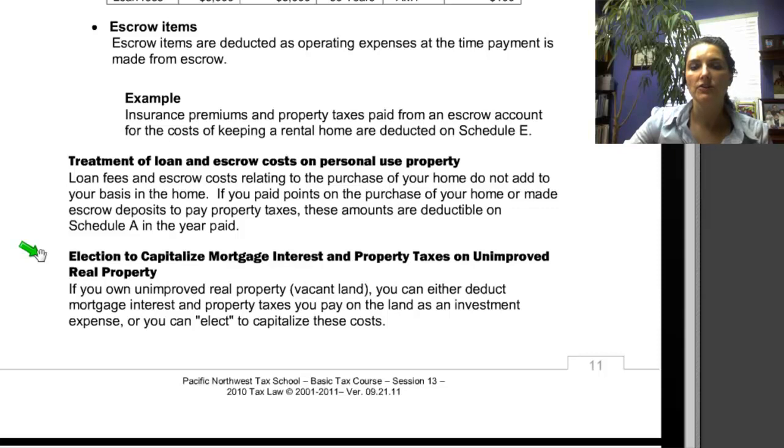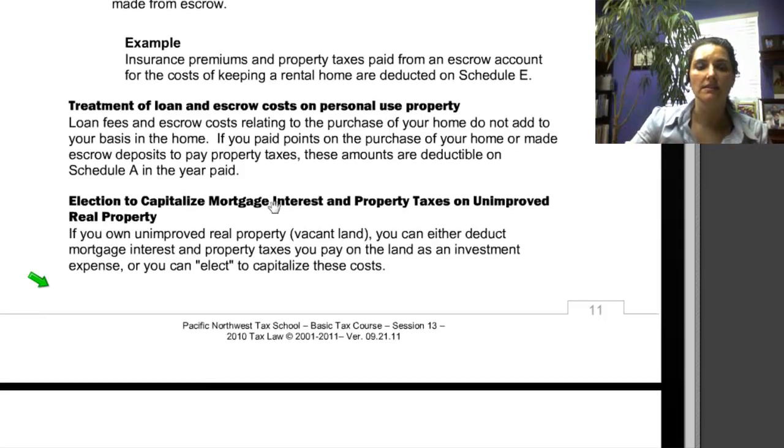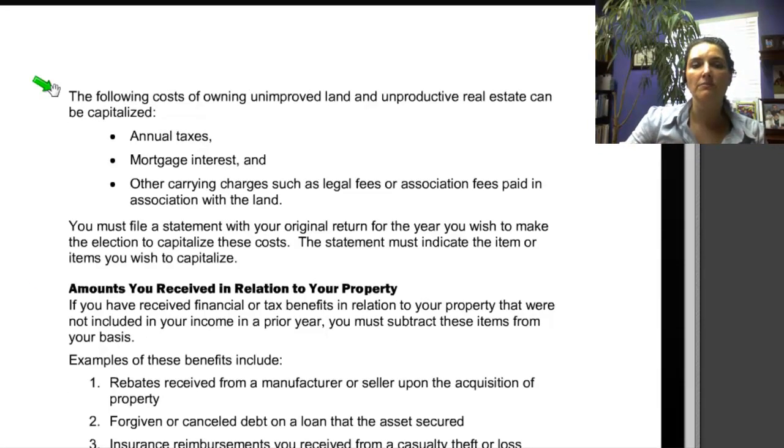The election to capitalize mortgage interest and property taxes on unimproved real property. If you own unimproved real property, that is vacant land, you can either deduct mortgage interest and property taxes you pay on the land as an investment expense, or you can elect to capitalize these costs. The following costs of owning unimproved land and unproductive real estate can be capitalized: annual taxes, mortgage interest, and other carrying charges such as legal fees or association fees paid in association with the land. You must file a statement with your original return for the year you wish to make the election to capitalize these costs.